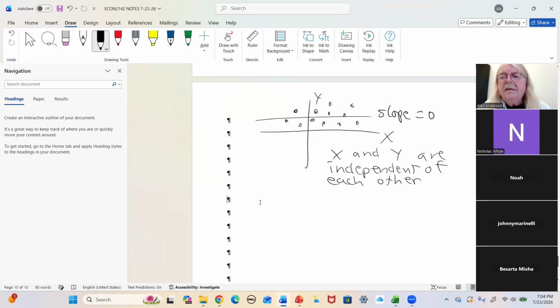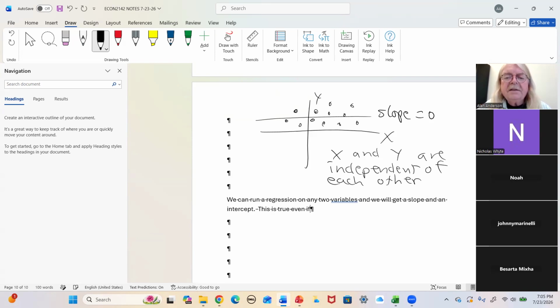So now, the bottom line here is we can run a regression on any two variables, and we will get a slope and an intercept. This is true even if X and Y are not related to each other. The way to find out if there is a relationship between X and Y is to run this hypothesis test.